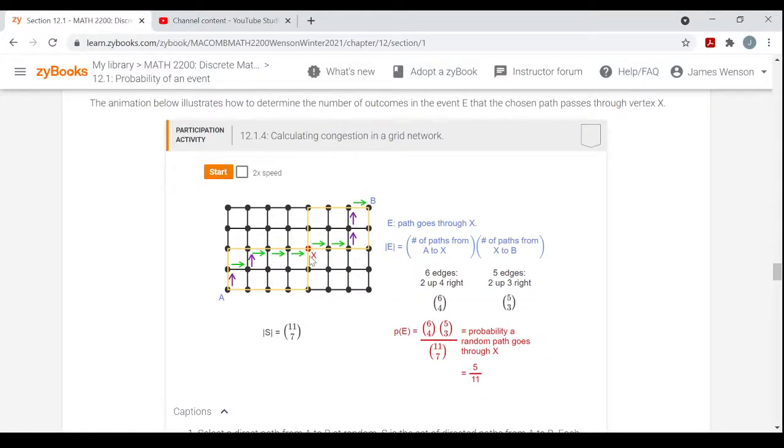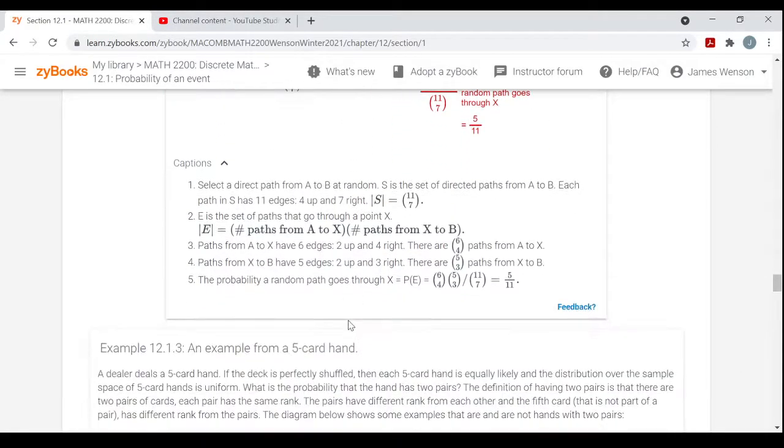Here they even talk about if you have to go through X. So then you use the multiplication rule. Count the number of ways to get to X, and then multiply that by the number of ways to get from X to B, and then divide that by the total number of ways to get from A to B. And that'll give you the probability that you picked a path from A to B that ran through X. So again, I'll let you read that as well and watch the animation.